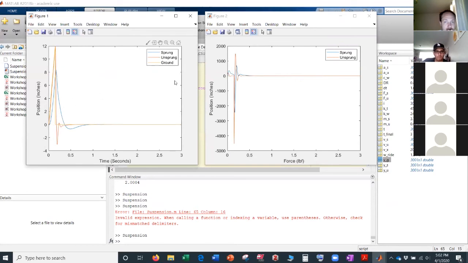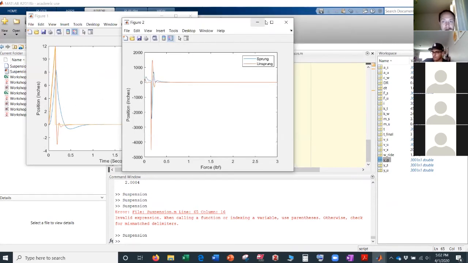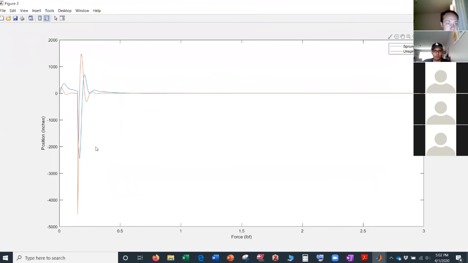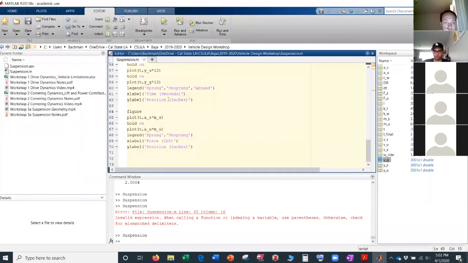So this still looks right. What's this position? It should be force. Oh, excellent. This is the Y label. And this X label is the same.